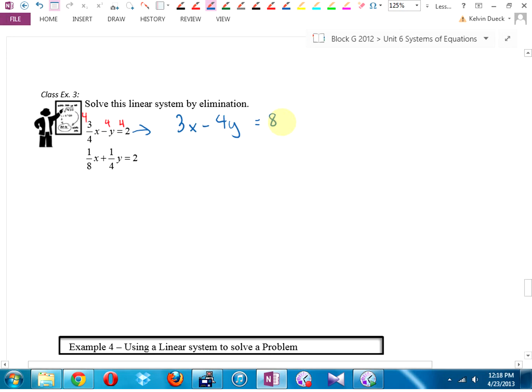What will I multiply the second equation by? 8. It's going to become x plus 2y equals, copy it down carefully, Mr. Dueck.